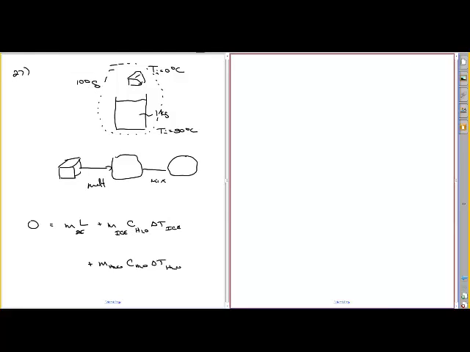Okay, so we know what the mass of the ice is. We know what the mass of the water is. We know the specific heat of water. And we can find the latent heat of fusion of water. Delta T for the ice is going to be the final temperature, which is what we're trying to figure out, minus the initial temperature of the ice, which is 0 degrees C. And since it's 0, we can drop it. Delta T for the water is T final minus T initial for the water, which is 80 degrees C.